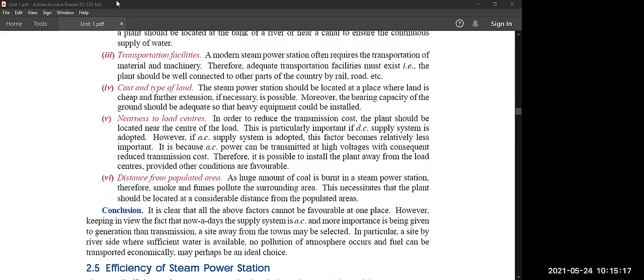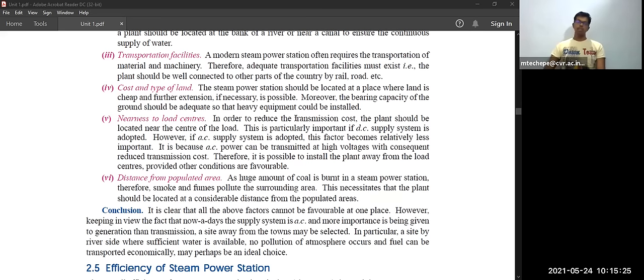So due to the high transmission voltage, this is possible, and also the plant should be located near the load centers, which is very important. Therefore it is possible to install the plant away from the load centers provided the conditions are favorable. If it is located away from the load centers, you need to install a high voltage, extra high voltage or ultra high voltage transmission system, so that the power may travel over 300 kilometers, 500 kilometers.